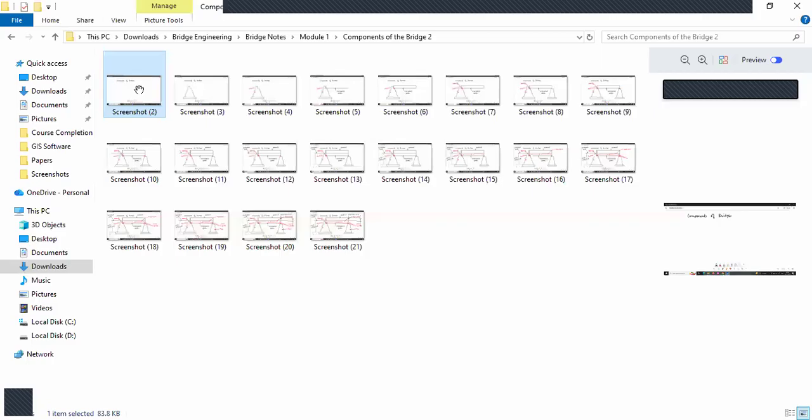And you have the deck slab and the cross girder. The cross girder beam will look like this, and this is the deck slab here. Okay, so this is how the bridge will look. These are the dimensions of the bridge. Okay, so now we will see what is there in the next part.